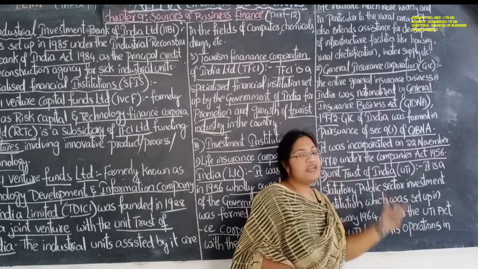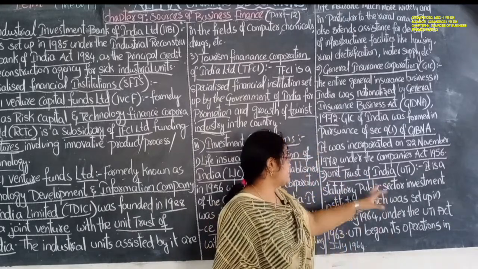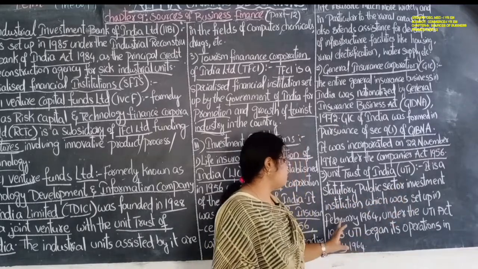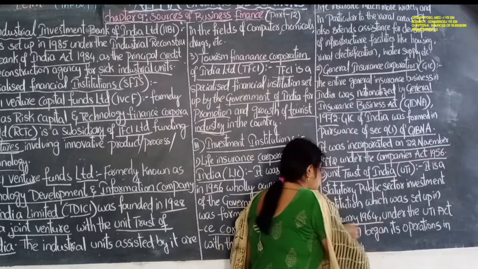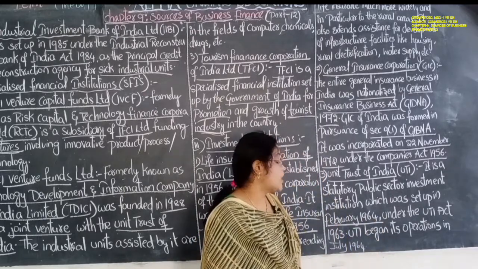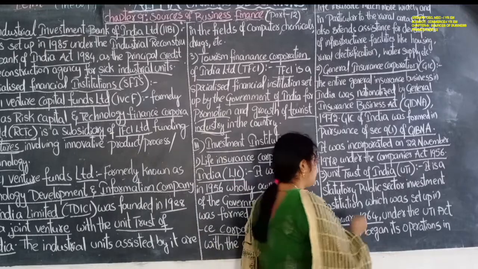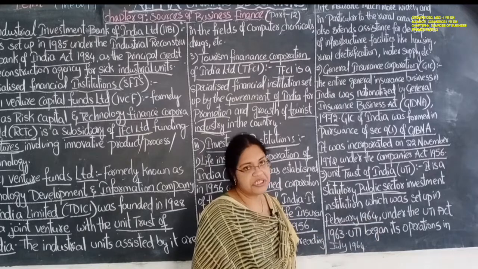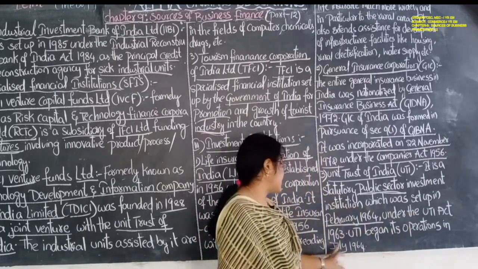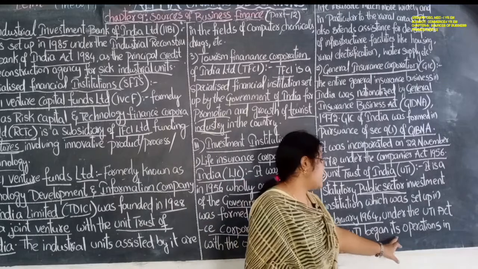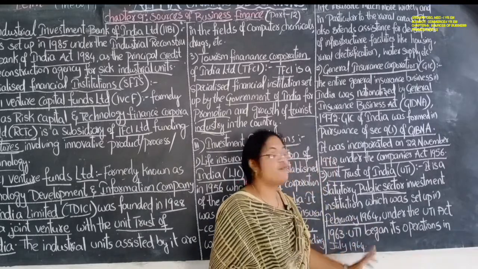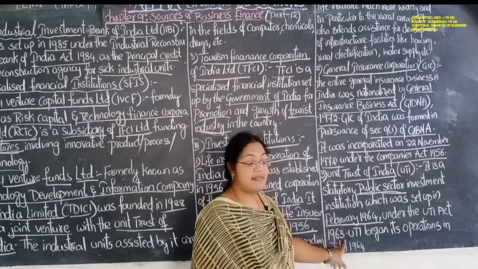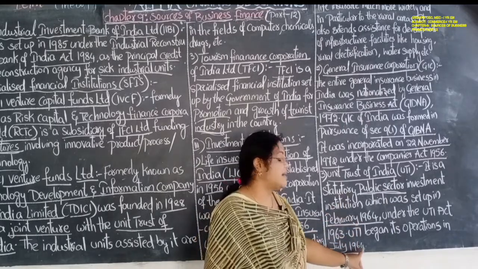So, Unit Trust of India, UTI. It is a statutory public sector investment institution which was set up in February 1964. It is a public sector investment institution, meaning the general public can also invest here. Under the UTI Act 1963, UTI began its operations in July 1964. Actually it was under the Act 1963, but it started functioning from July 1964.